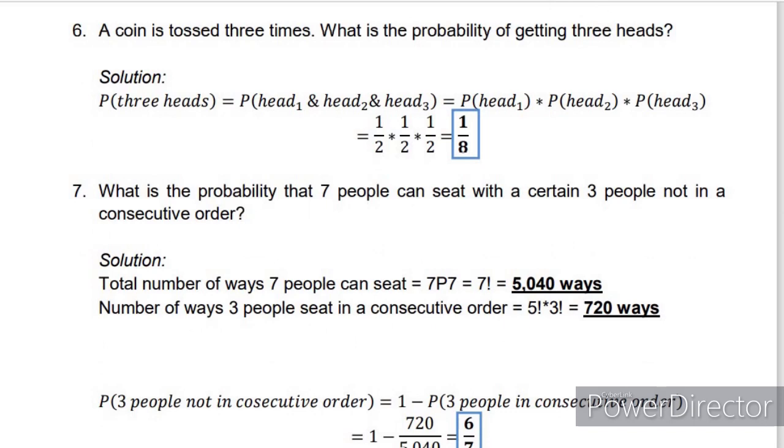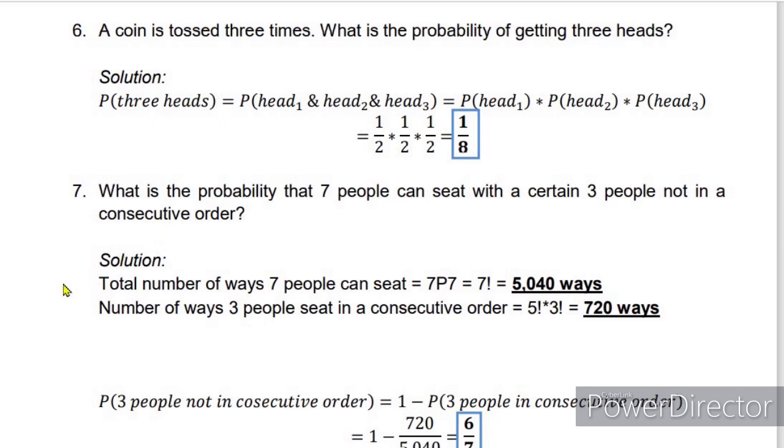Next, number 6, a coin is tossed 3 times. What is the probability of getting 3 heads? The probability of 3 heads is equal to the probability of head 1, head 2, and head 3. We just multiply them: the probability of the first, second, and third. It is equal to 1/2 multiplied by 1/2, because there is a probability of 1/2 that we get a head, since there are only two results, tail and head. We multiply them 3 times, because we toss the coin 3 times. So the result is 1/8.